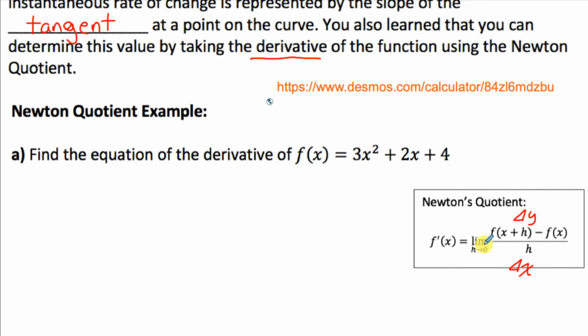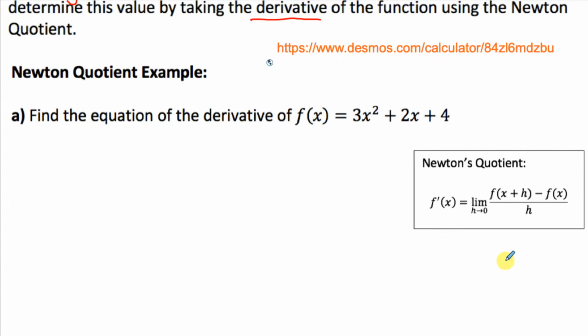And it wants that change in x to approach 0. Why? Because as the change in x approaches 0, we saw that the secant slopes approach the slope of the tangent, and that's what we want. We want the slope of the tangent. That's what a derivative does. It tells you the slope of a tangent at any point we want. Okay, now that's a quick refresher on Newton's quotient.